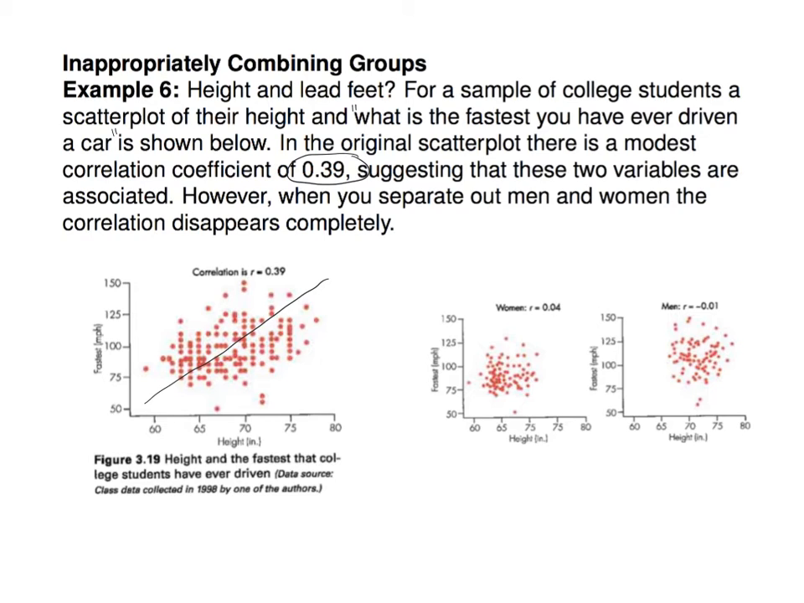But when you separate out men and women, the correlation just completely goes away. So with women, the correlation coefficient is just 0.04, men negative 0.01, which effectively is saying that we really have slope zero here. And what you can see is when you put these together, the men end up being above and to the right of the women, which makes it appear as if there's an upward trend, because men tend to be taller. And that's what's going on: men are taller and also tend to drive faster.